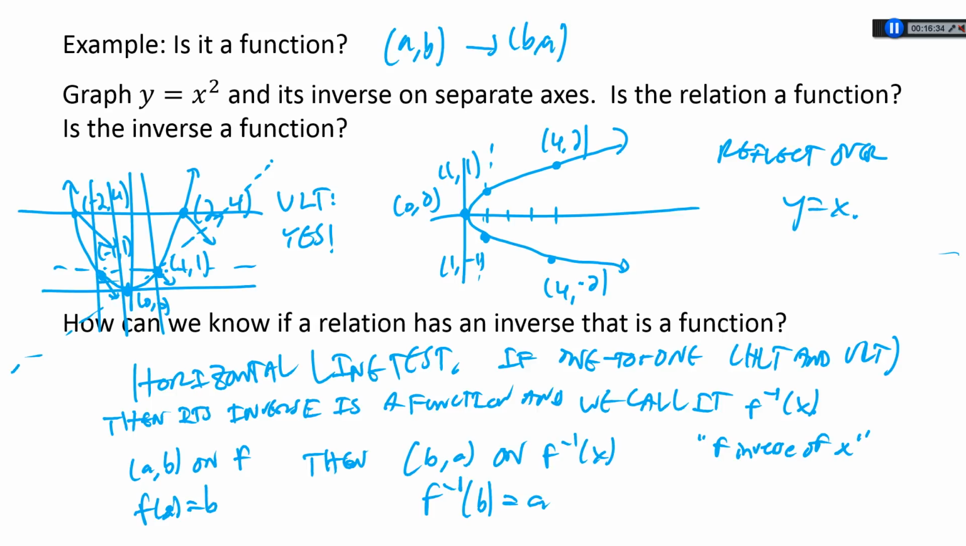We're going to talk more about how we can find inverses and how we can graph them and how we can prove inverse functions in the next video.